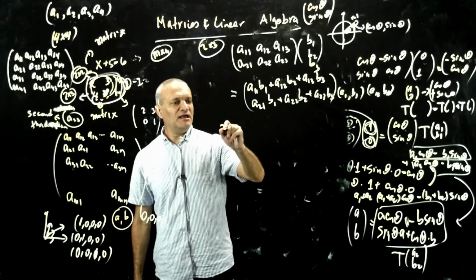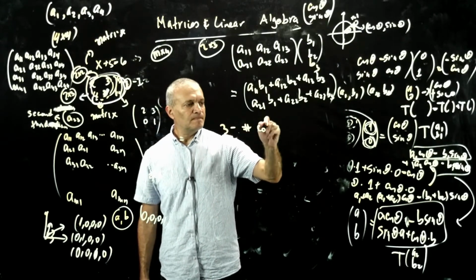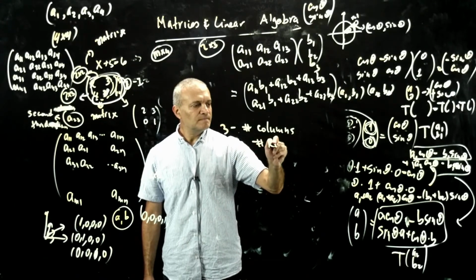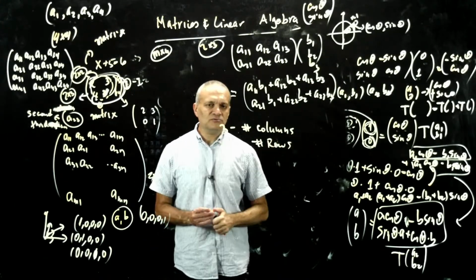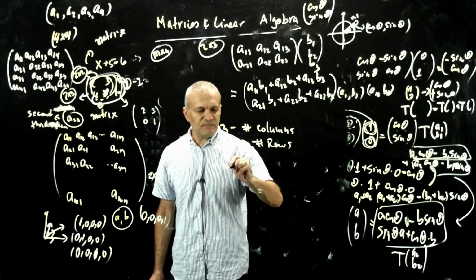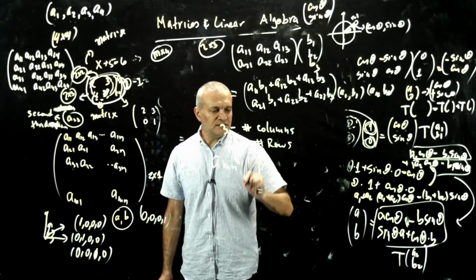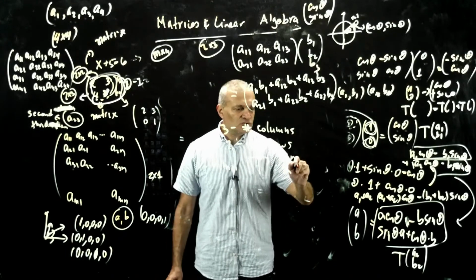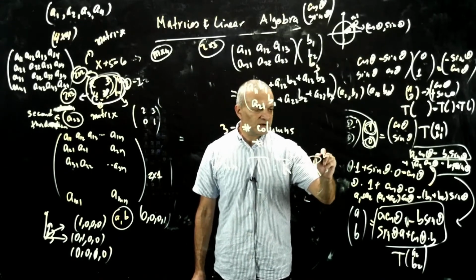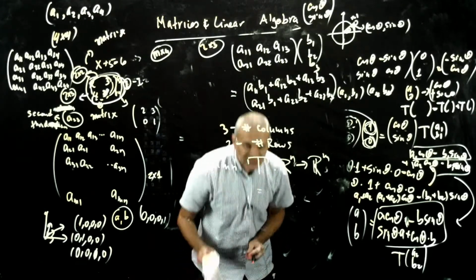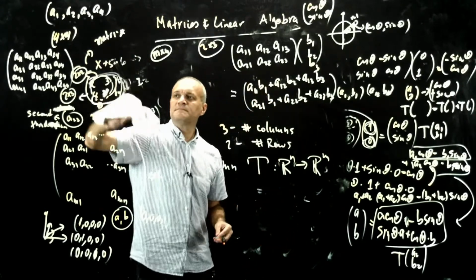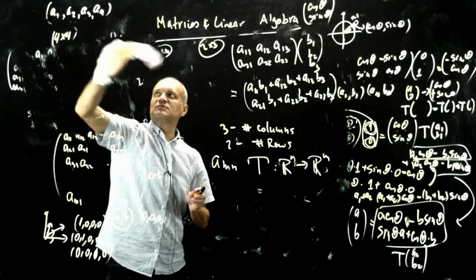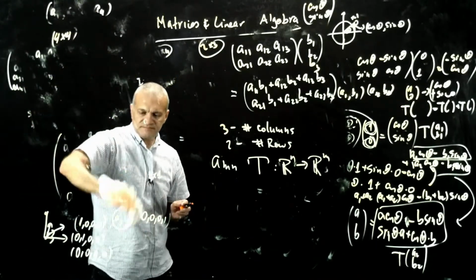So 3 is the number of columns, and 2 is the number of rows. So you can say now that an m by n matrix is just a transformation from an n-dimensional space, which we denote by Rn, into an m-dimensional space, which we denote by Rm. Okay? So in this particular case, let's consider this example with numbers.